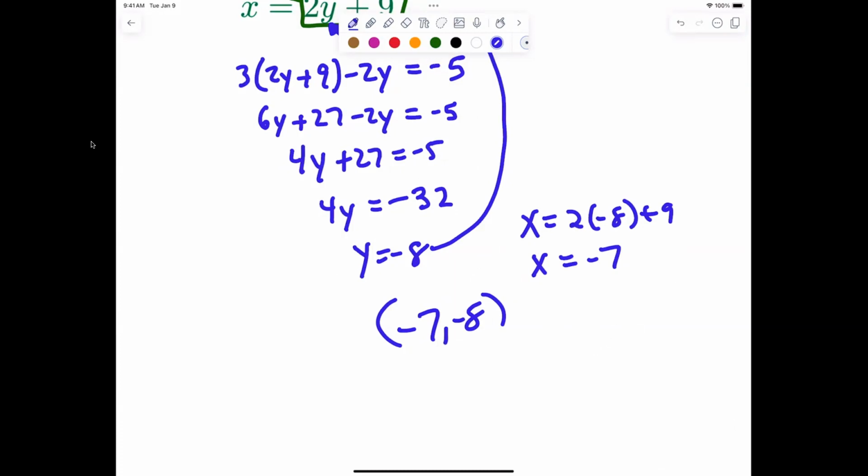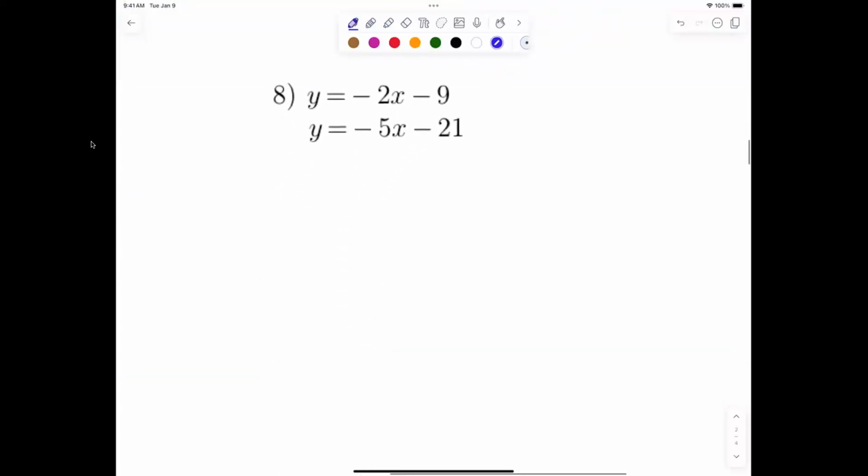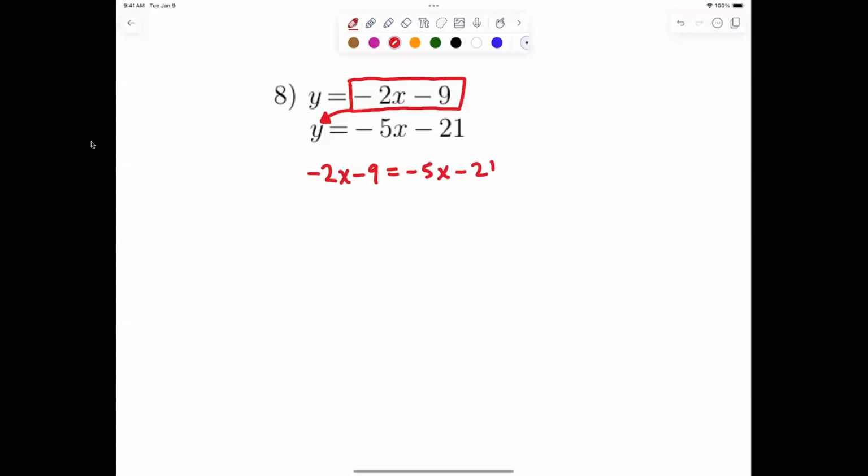So I want to do a couple more with you and then I'll let you go. Let's look at number 8. Now, don't be confused by this. I picked the first one. What does y equal? So I'm going to put that in for this y right here. So negative 2x minus 9 equals negative 5x minus 21.